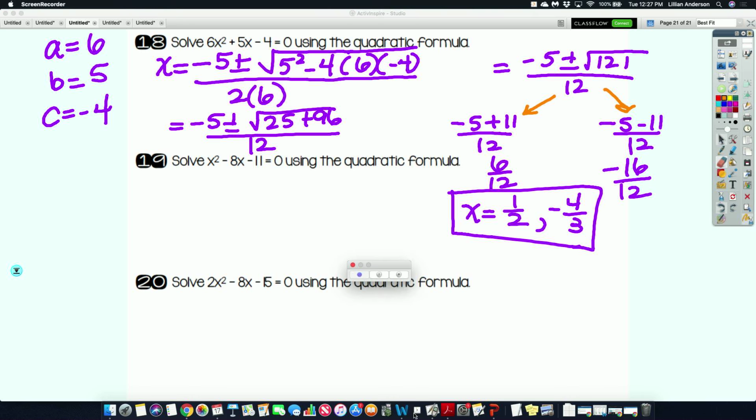Let's do 20 and we'll call it a day. Sound good? Okay. Let's do 20.